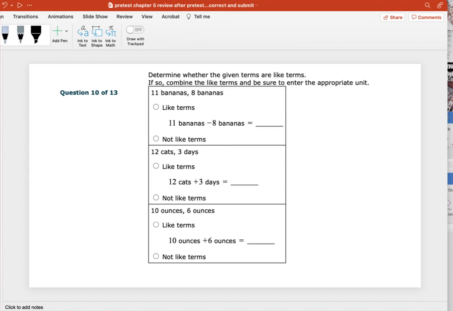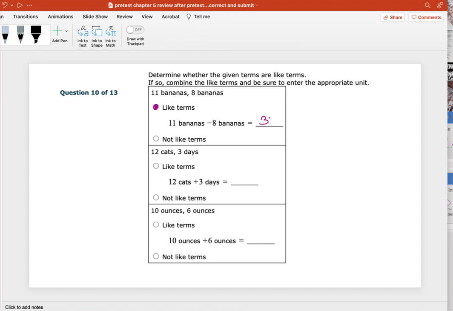Okay, number 10. Determine whether the given terms are like terms. If so, combine the like terms and be sure to enter the appropriate unit. 11 bananas and 8 bananas, those are like terms. And then they said we're going to do a subtraction problem. 11 bananas minus 8 bananas is 3 bananas.